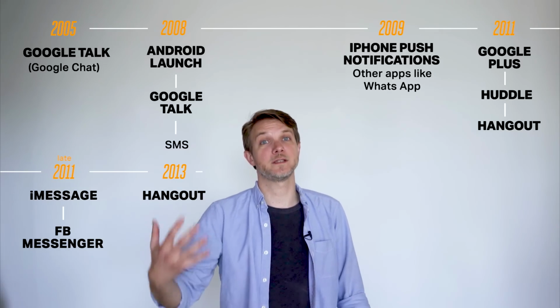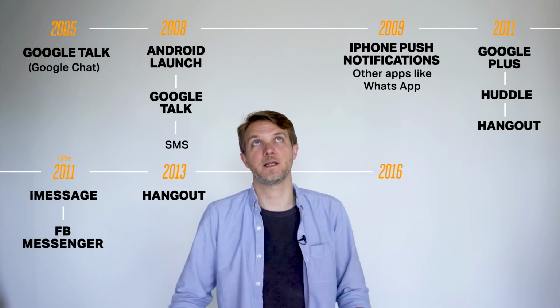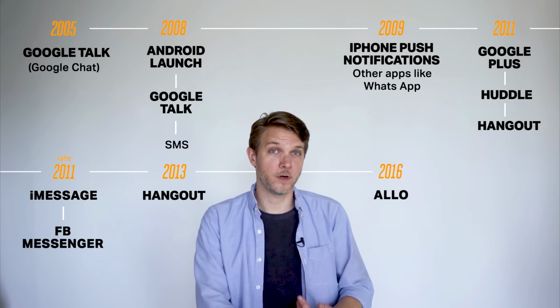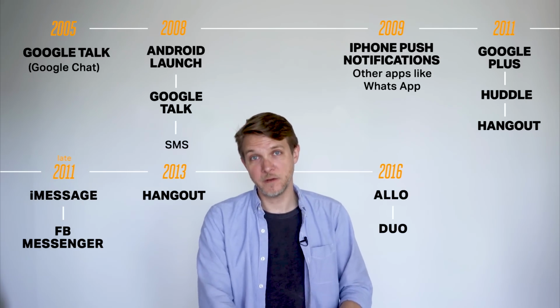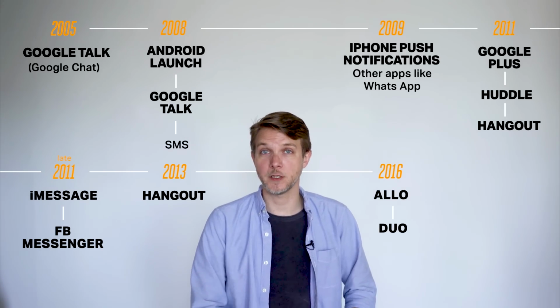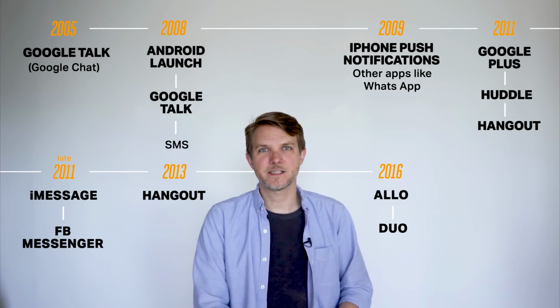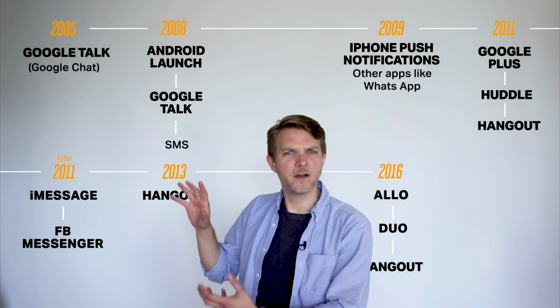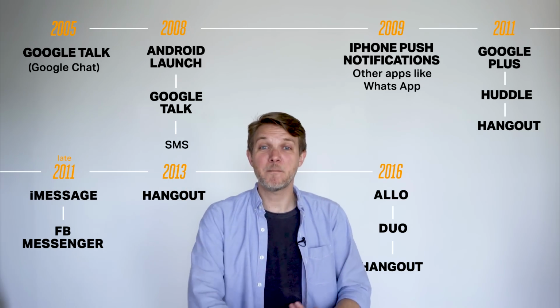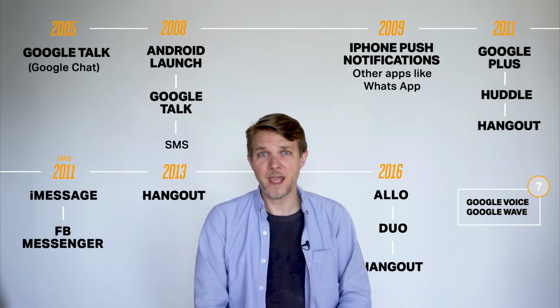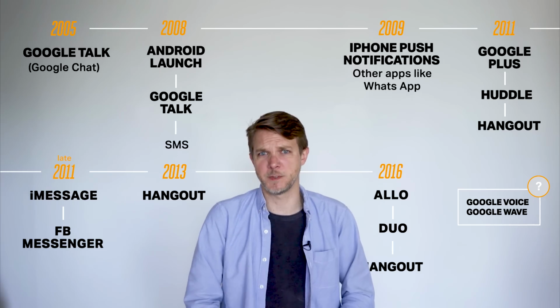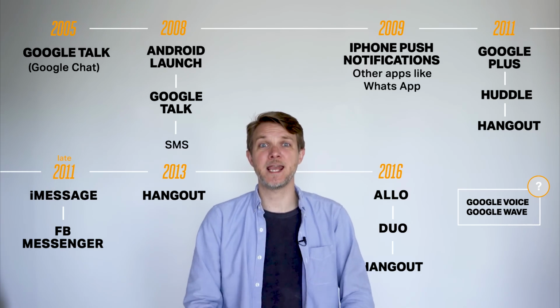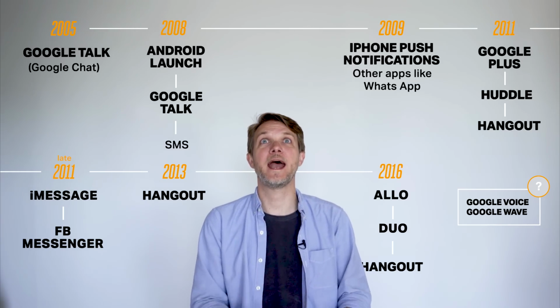And so in 2016, Google's like, we're gonna fix it again. They launched Allo for text chat and Duo for video chat. Duo, super popular. Allo, not so much. Meanwhile, Hangouts turned into this enterprise Slack competitor thing. I haven't even mentioned Google Voice and Google Wave and all the other crazy experiments Google's been doing. It's been a rolling 10-year disaster, and Google has to fix it.